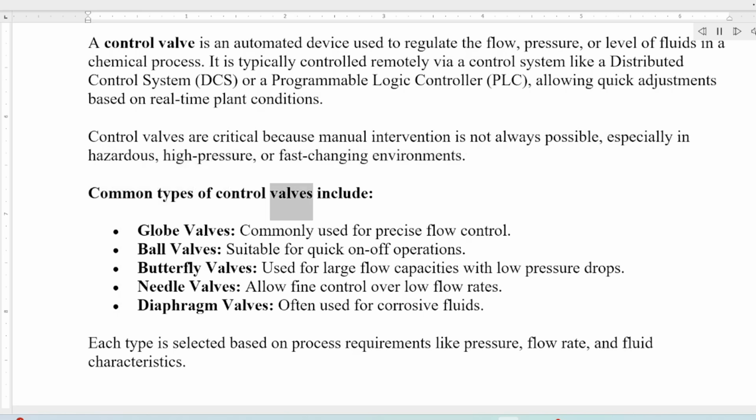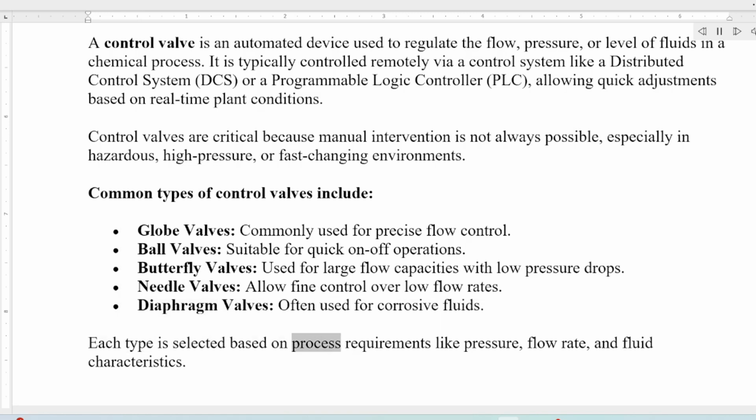Common types of control valves include globe valves, commonly used for precise flow control. Ball valves, suitable for quick on-off operations. Butterfly valves, used for large flow capacities with low pressure drops. Needle valves, which allow fine control over low flow rates. Diaphragm valves, often used for corrosive fluids.